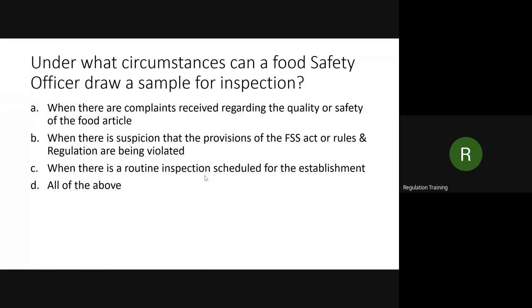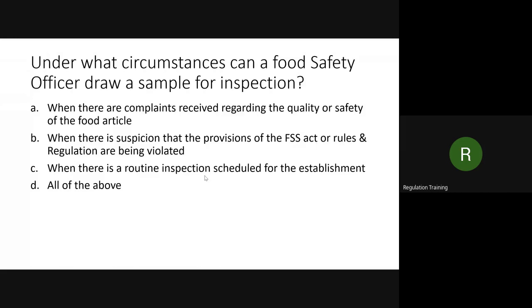Many of you are answering A. Are you answering for this slide? Read all the options carefully. Let me read for you. When there is a complaint received regarding the quality or safety of the food product articles. Yes, this is right. So whenever a complaint has been received regarding your food, the food inspector can lift your sample from your premises. That is correct.